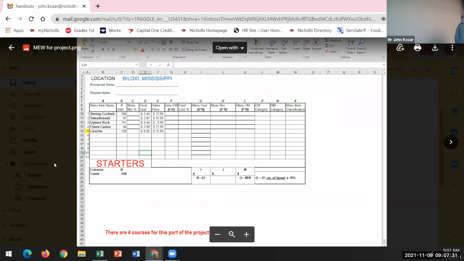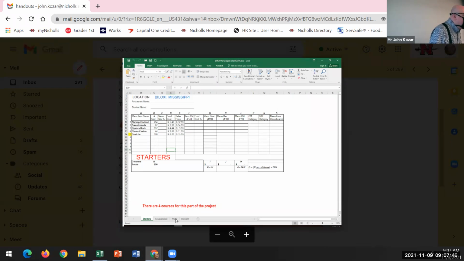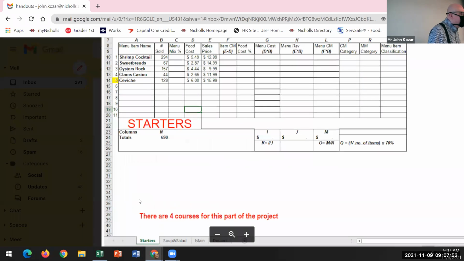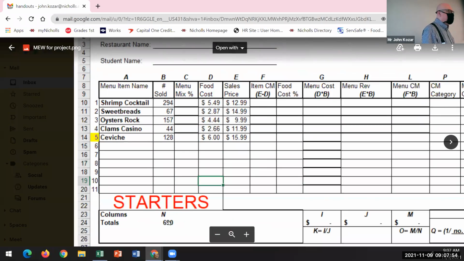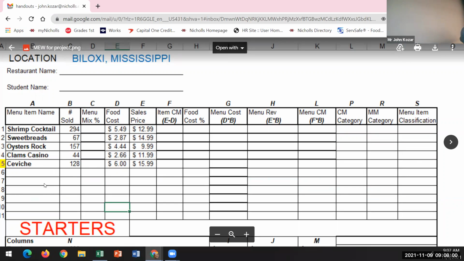Okay, so this is the second page in the handout. It's the menu engineering worksheet. The 4 courses are the starters, the soups and salads, the main course, and then the dessert. So you get to those tabs just by clicking on each one of them. So you need to do a separate menu engineering worksheet for each course. We'll figure out what the stars and the puzzles and the workhorses are.